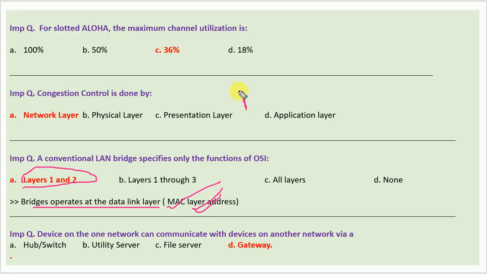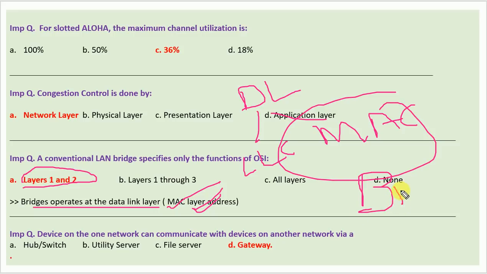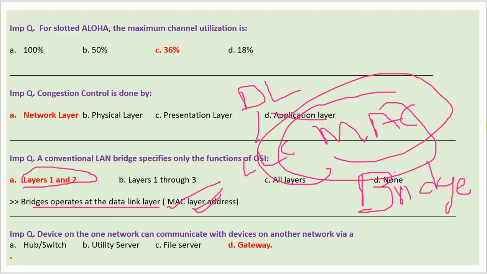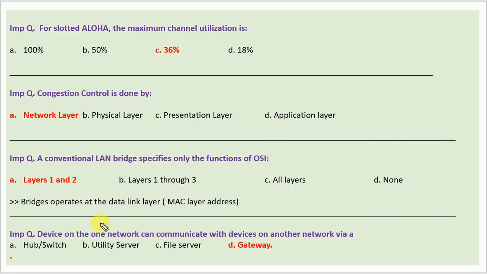We have already told you the data link layer is divided into two parts. One is logical link control, the second is MAC. So in MAC, the bridge works. Okay. Further, I have given the explanation in the data link layer, particularly in the MAC layer. So you have to remember it. The next question is: a device on one network can communicate with the devices on another network through which device? This is also a very important and conceptual question.